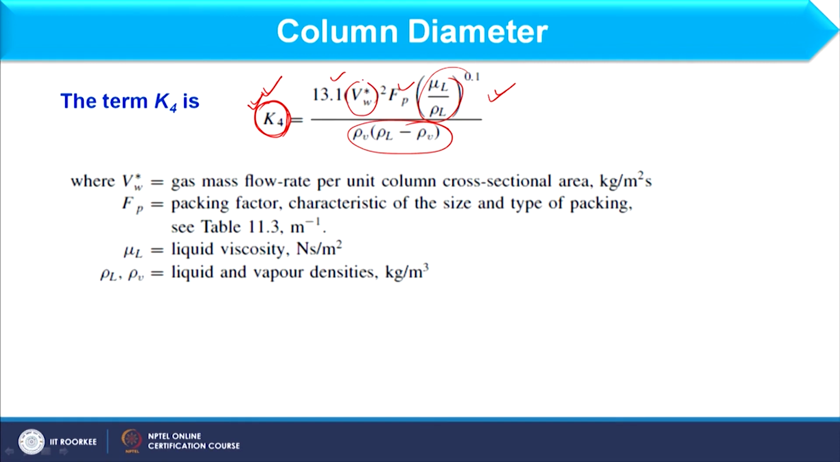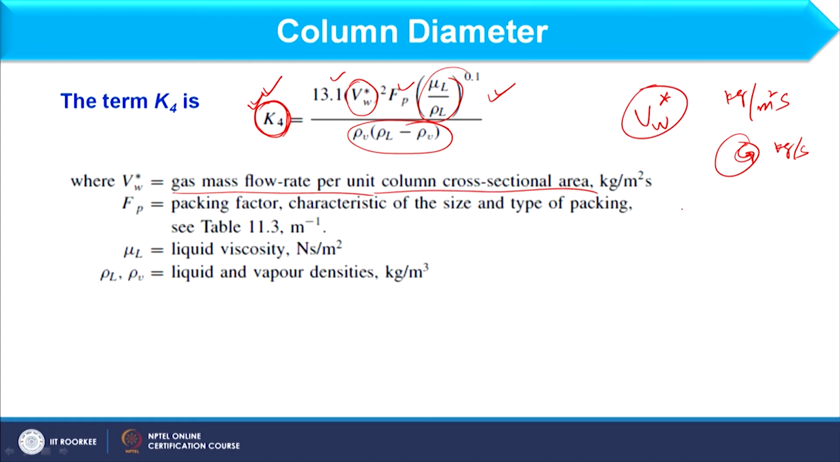This Vw star is basically the gas mass flow rate per unit cross sectional area. So, from this expression we can find out the Vw star value, because I already know the K4 value. Once you have this you can obtain it in kg per meter square second, and the gas mass flow rate is already given to you, which is basically in kg per second. So, when we divide this with this, we can find out the cross sectional area of the column, and so you can find out the diameter of the column.